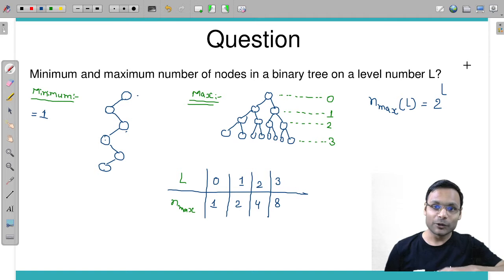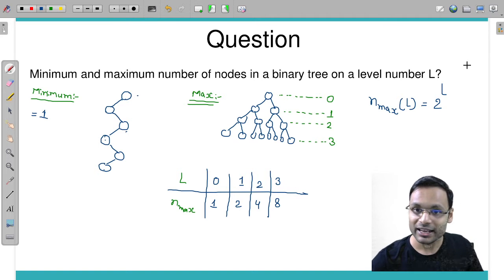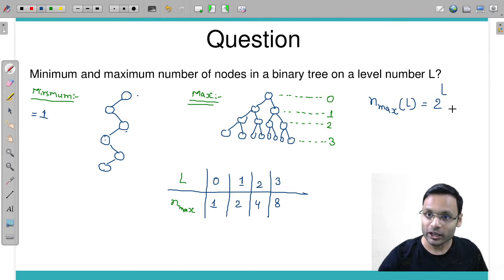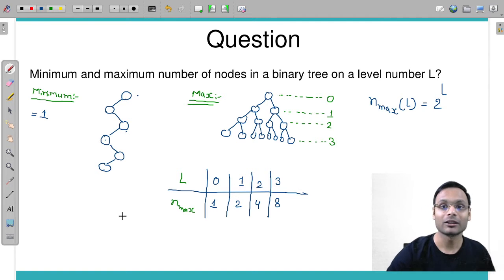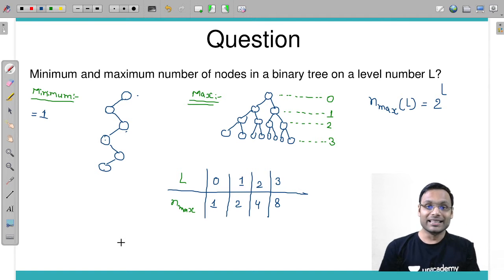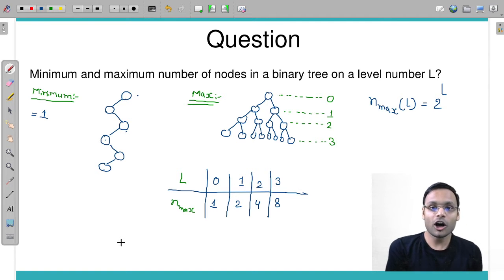If L is 0, 2 power 0 is 1. If L is 1, 2 power 1 is 2. If L is 2, 2 power 2 is 4. If L is 3, 2 power 3 is 8 number of maximum nodes you can have on that level. Is that clear or not?